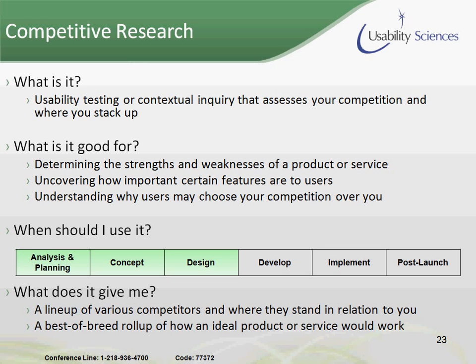When should I use this? Again, this is a first half of the UCD process methodology. During analysis and planning, during that concept phase and design, understanding your competition is going to be key. What does it give you? It gives you a lineup of various competitors and where they stand in relation to you. And then if you do a usability test, competitive research, it's probably going to give you a best-of-breed roll-up of how an ideal product or service would work for your users.